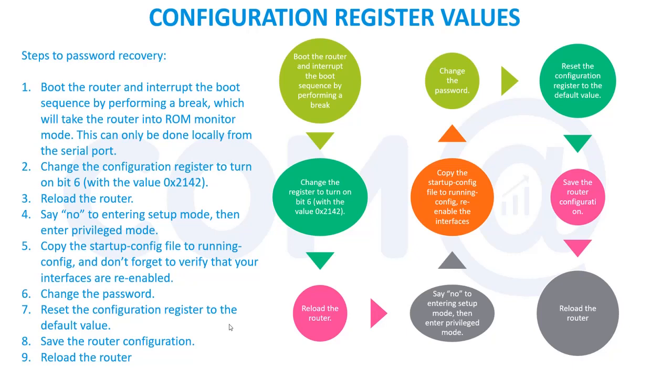Change the password. Reset the configuration register to the default value, so from 2142 to 2102 I have to change. Save the router configuration and reload the router. This is what I just did in the previous slide. Once I reload it, I'll get the password removed from the router. This is the same thing mentioned in the picture also.